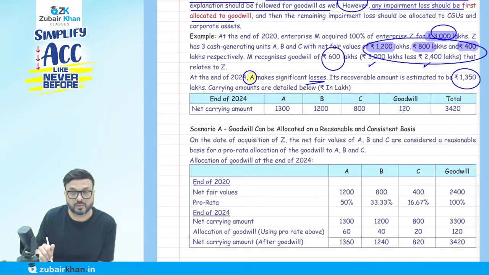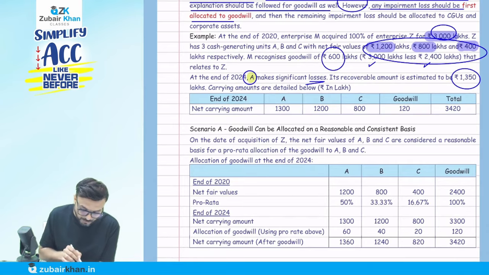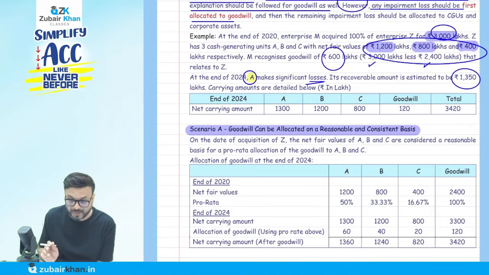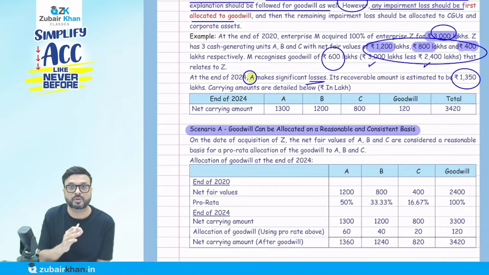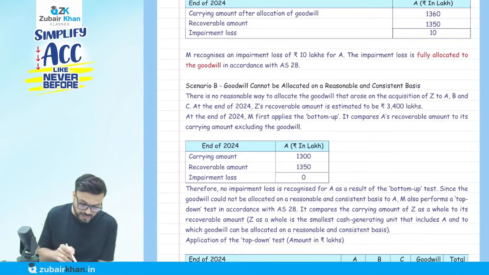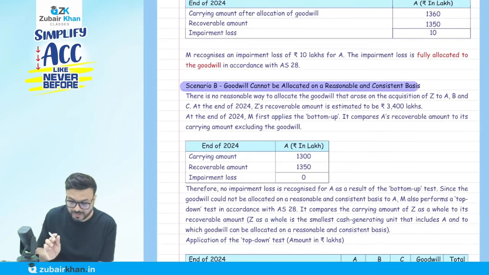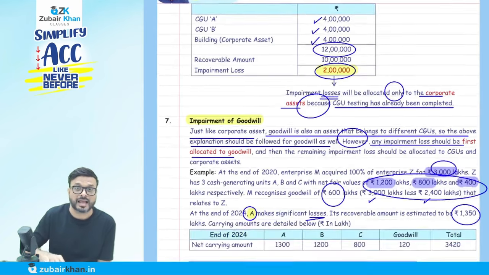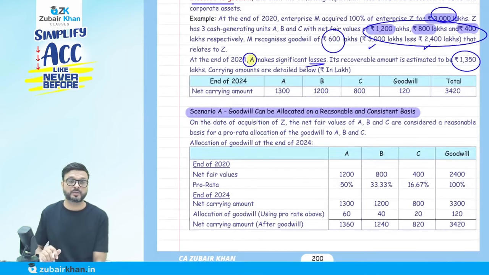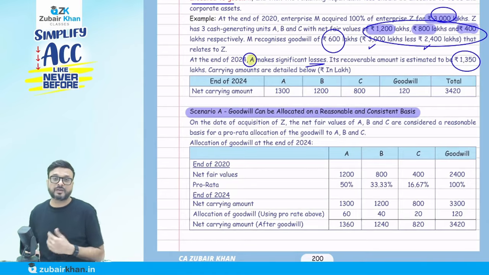It was 600 when we purchased. Now what is the value after 4 years? 120. The carrying amount of the CGUs and the goodwill has changed as well. This is the total carrying amount. Now two situations will come: where goodwill can be allocated on a reasonable and consistent basis, like a corporate asset, and where goodwill cannot be allocated on a reasonable and consistent basis. If we can allocate the goodwill here, how do we calculate it? Now we will allocate it here.